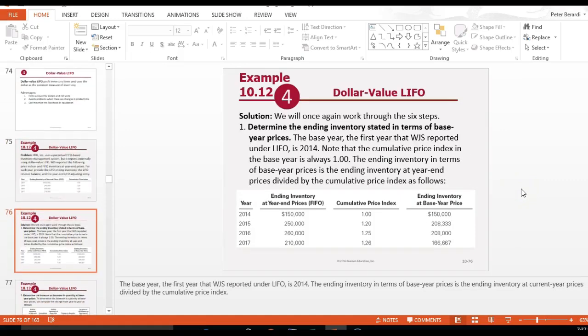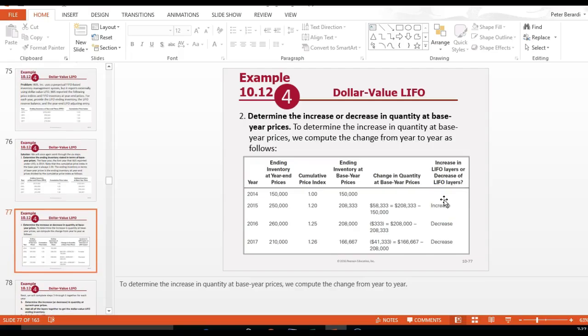The solution to a dollar value LIFO is to determine the ending inventory stated in terms of base year prices. The base year prices are basically your ending inventory balances, and you assign a cumulative price index to each year to come up with an ending inventory at base year price. Step 2 is determine the increase or decrease in the quantity at base year prices. You're taking your ending inventory at year end and dividing it by this price index, and then taking the change in the base year prices for each year and determining if it's an increase or decrease.